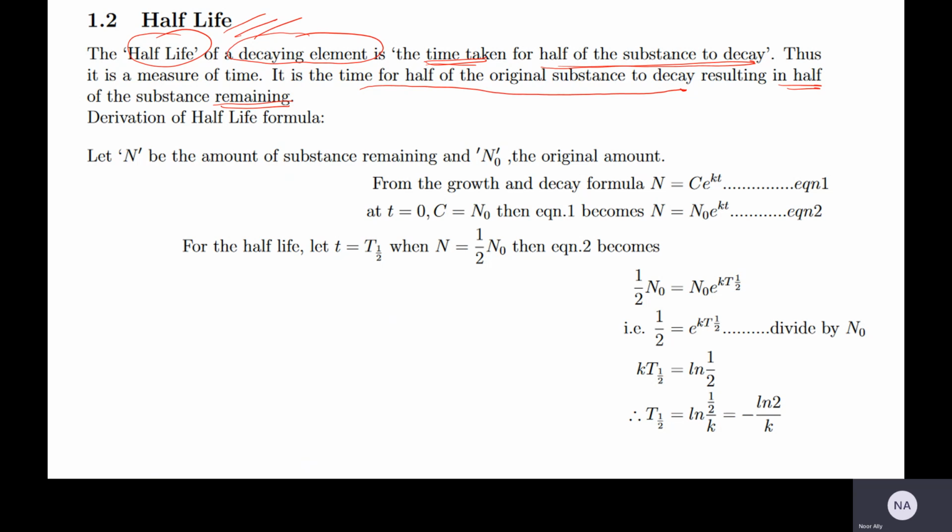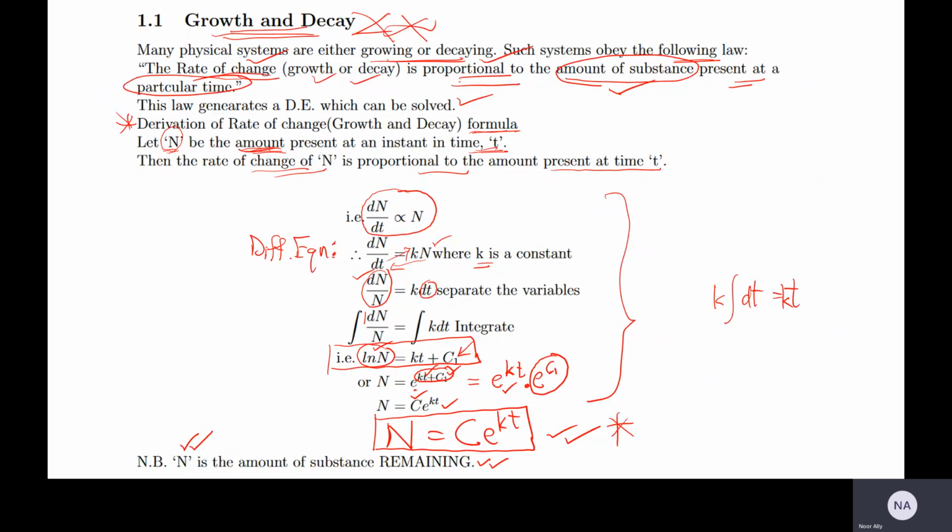Let's rather look at the derivation of the half-life formula. So let N be the amount of substance remaining. Look at this carefully. N is the amount of substance remaining. And N0, subscript 0, is the original amount. Now this is growth and decay. So from our growth and decay formula, let's just go back. There's our formula: N = Ce^(kt).